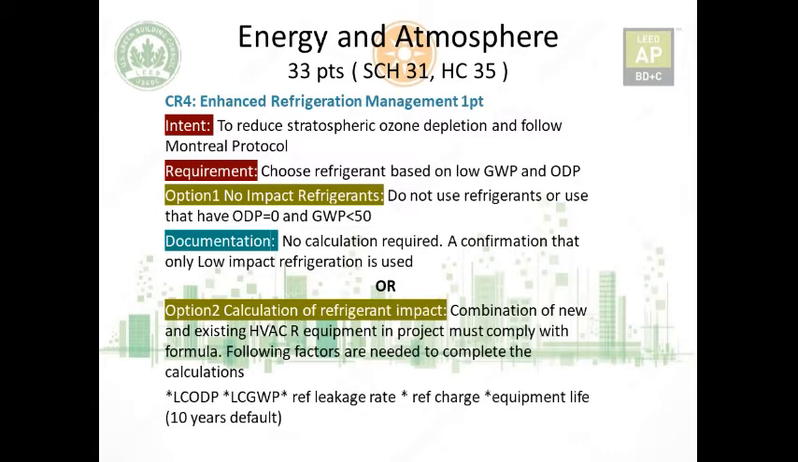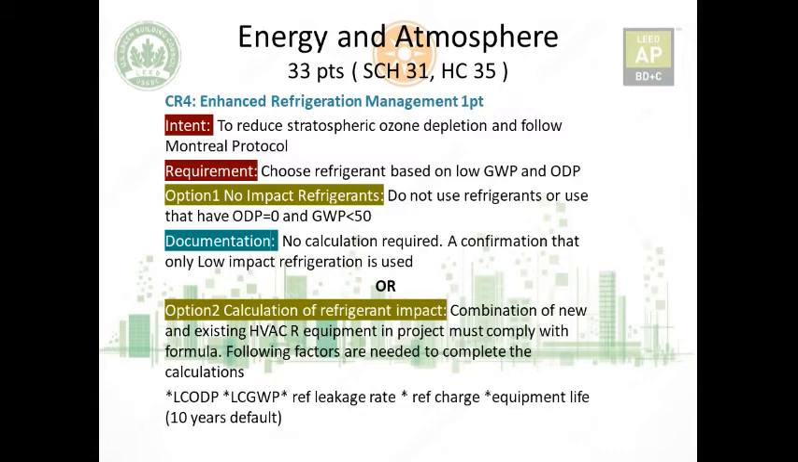The second option is to go for the calculation method or calculation of refrigerant impact. Whenever calculation is involved, things get a bit more detailed. If you remember, there was the bug rating and the calculation method, and there was the WaterSense fixture or appliance used, there was a calculation method, and similarly we have a calculation method here, and I think more to come in materials and resources. So it will be a bit more detailed. You have to go one by one.